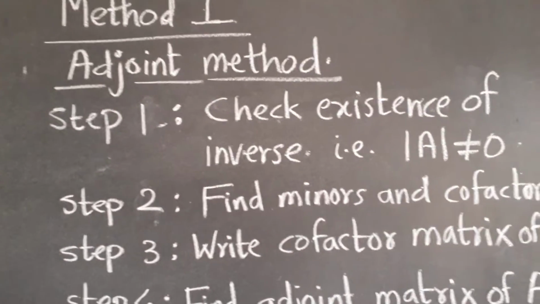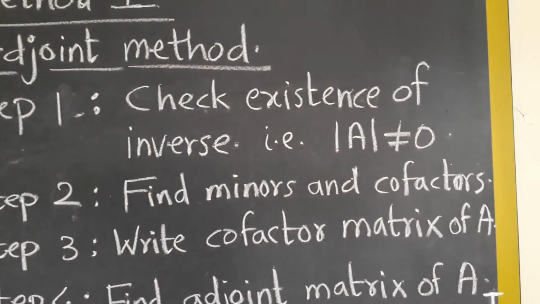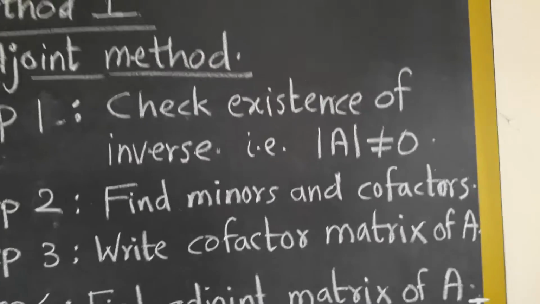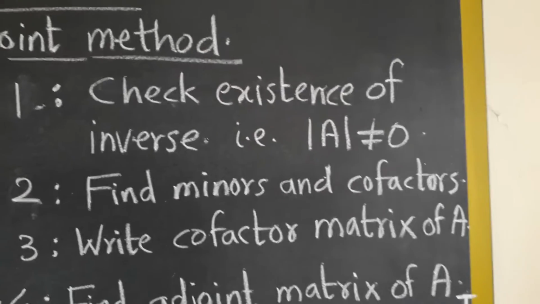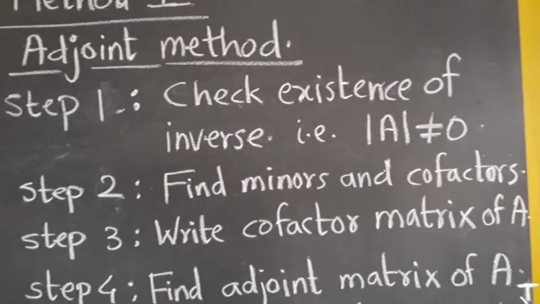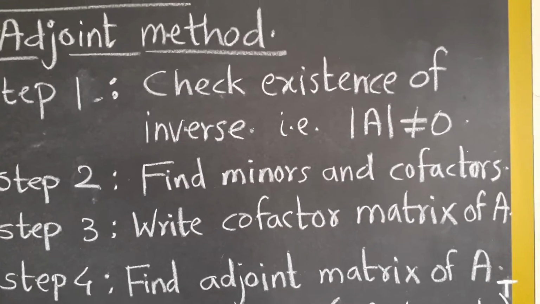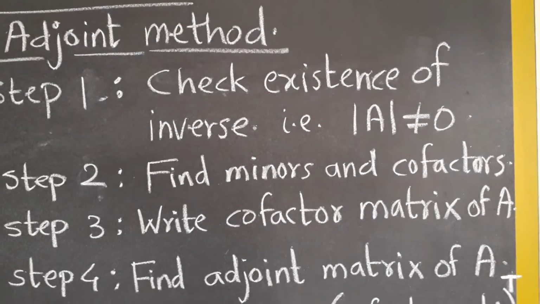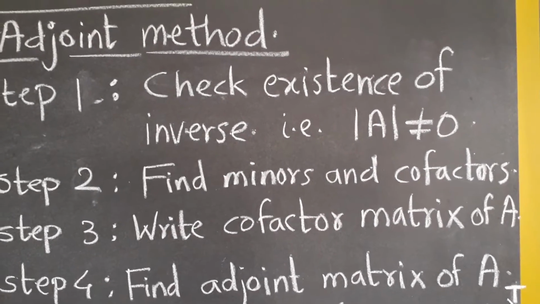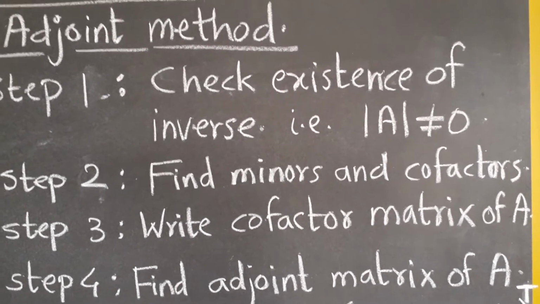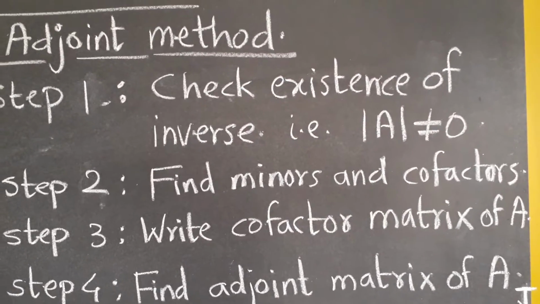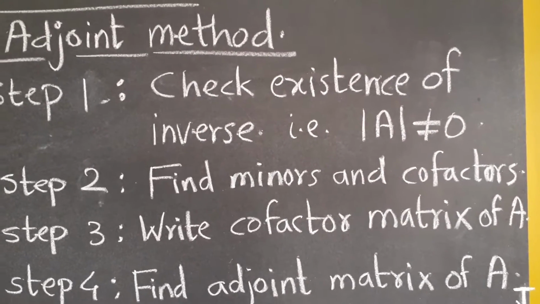Now, step 3. Step 3 is to write the cofactor matrix of A. The cofactors are already calculated in step 2. Now we will write all these cofactors in matrix form, known as the cofactor matrix of the given matrix A.